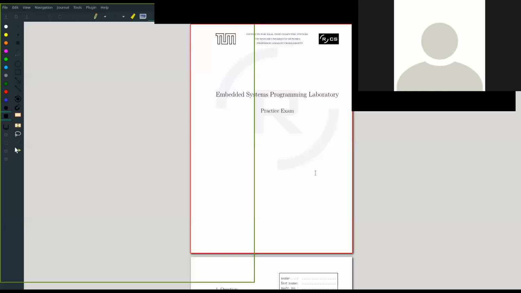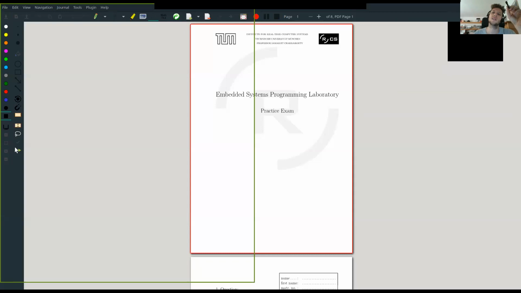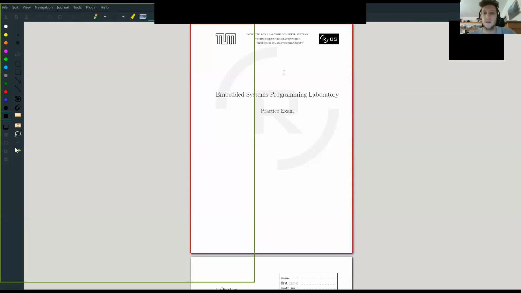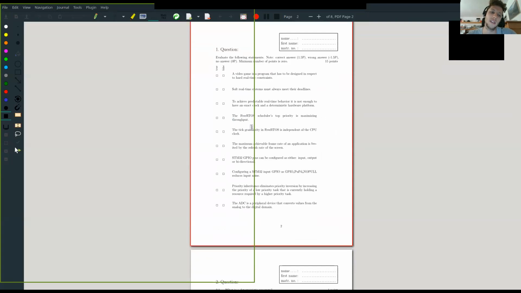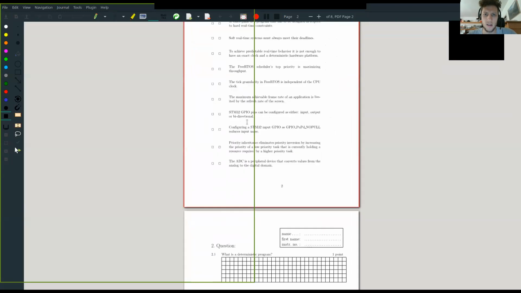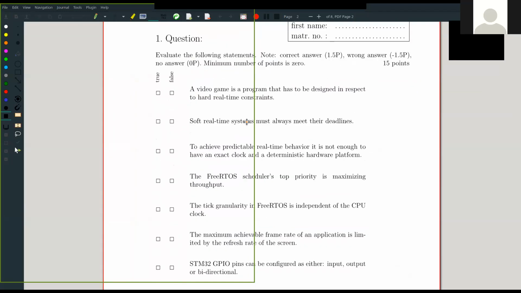I noticed that some questions, at least in the multiple choice area, mention the board's model or something. For our semester, you won't be asked anything like that. This is for the standard semester. Can you see the exam on my screen? Yeah, the whole thing? Yep. Okay, cool.